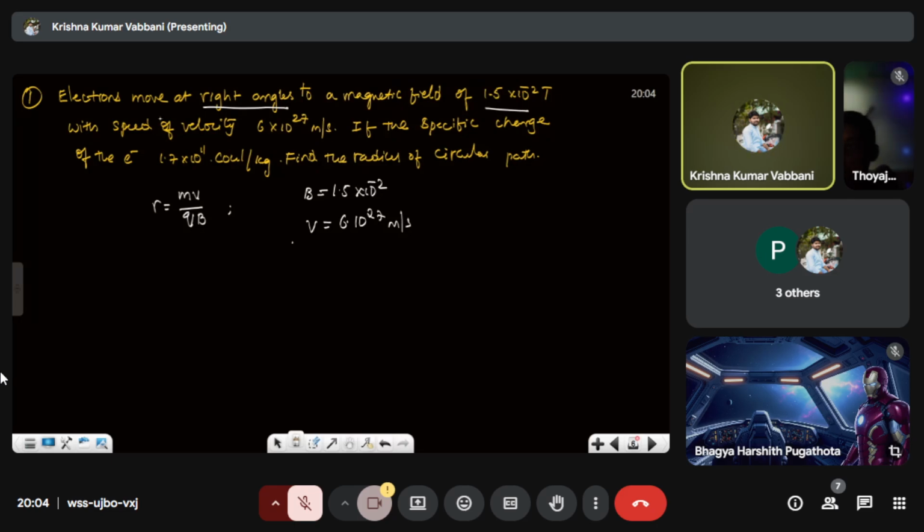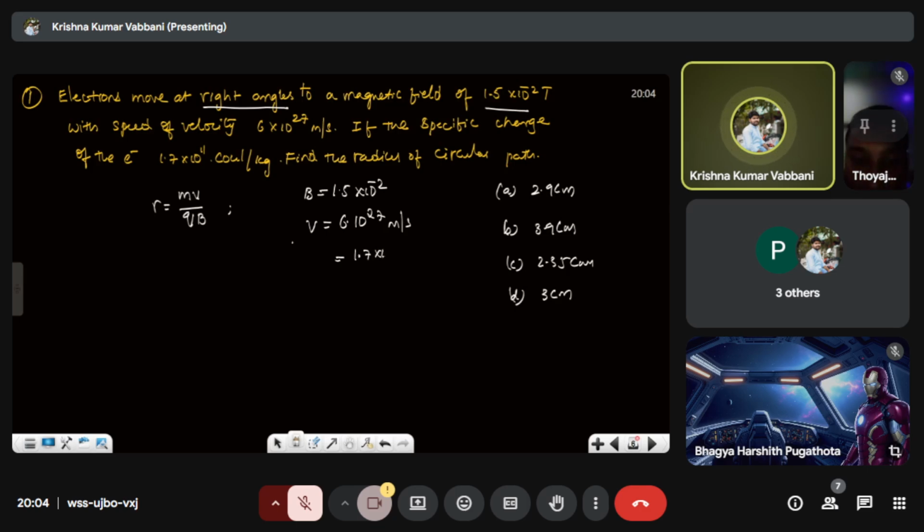Options, sir? Options. So option A 2.9 centimeters, option B 3.9 centimeters, option C 2.35 centimeters, and option D 3 centimeters. So here the specific charge is given. How much is the specific charge? 1.7 into 10 power 11 coulomb per kg.